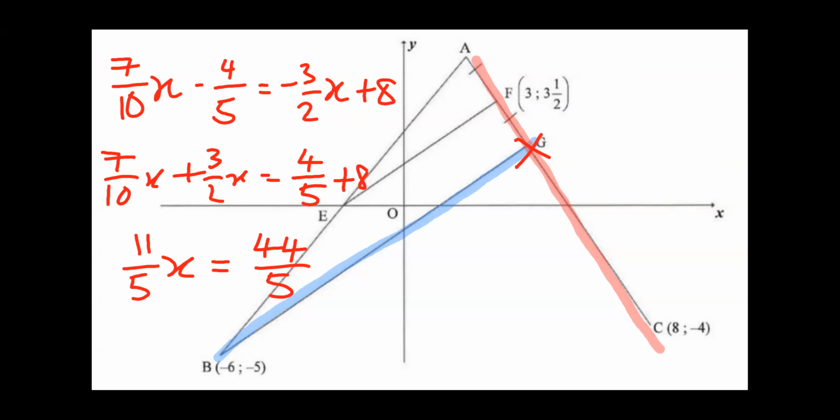Now if I multiply everything by 5, then I'm just left with 11x equal to 44. And if I divide everything by 11, then x is equal to 4. So the x coordinate for point G is 4.